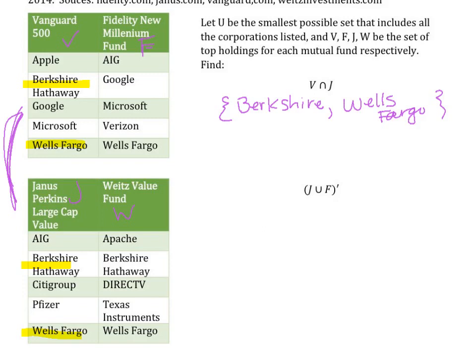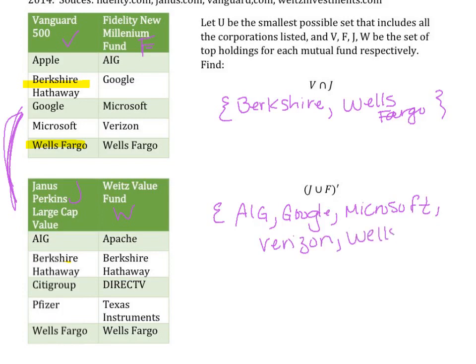So let's first deal with the parentheses. So we want to find J and F. So what companies do they, when we put them all together, make the large set? So it has to contain AIG. It has to contain Google. Has to contain Microsoft. It has to contain Verizon. It has to contain Wells Fargo. So those are all the items from the F group. So let's look at the J group. You could have done the J group first. It doesn't really matter. So we already took care of AIG.